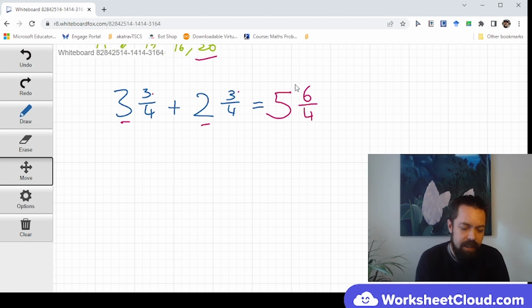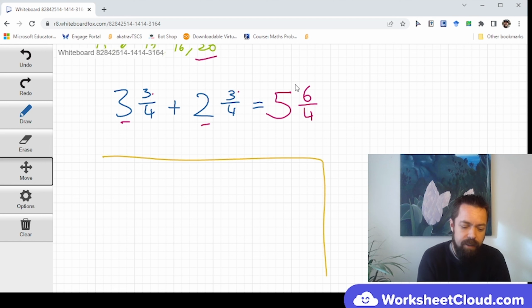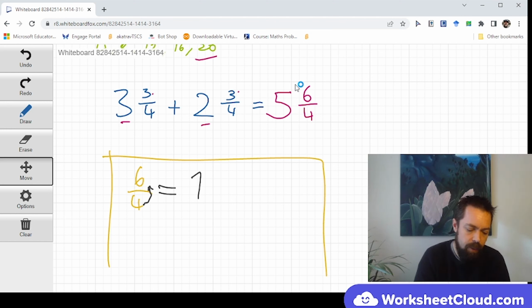Well, the answer is actually fairly simple. I'm going to make a little box underneath, and we're going to look at just 6 over 4. If we had the fraction 6 over 4, and we were told you must make that into a mixed number, we would say, how many times does 4 go into 6? Once. What was left over? 2. And there we would go. So what we've done is we've changed 6 over 4 into a mixed number.